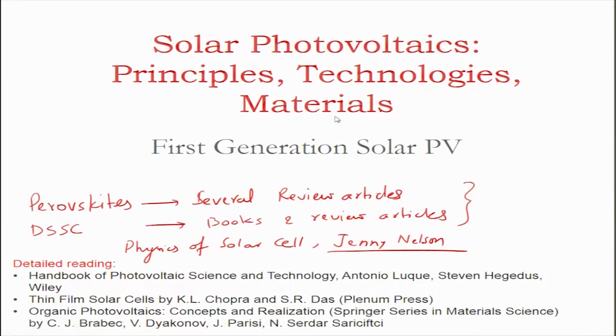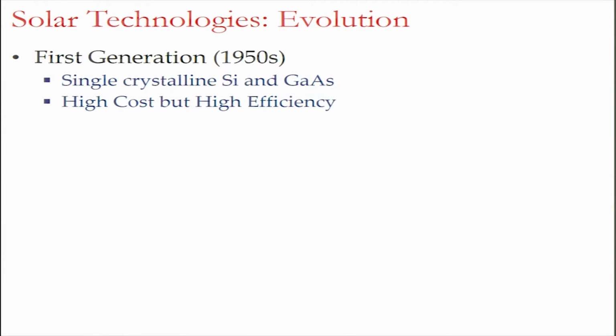Alright, so as I said, first generation technologies are from the 1950s, when the work started. They were primarily based on single crystalline silicon and gallium arsenide, and work also started on multicrystalline silicon during this time. They are of high cost but high efficiency, and high efficiency was the reason why a lot of effort was made on these technologies, because they could reduce the weight of satellites and the weight of panels in general for other applications as well.